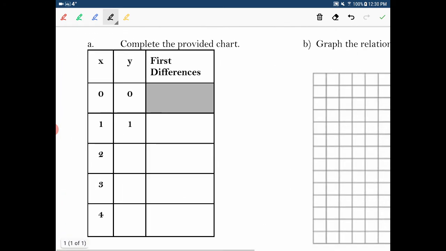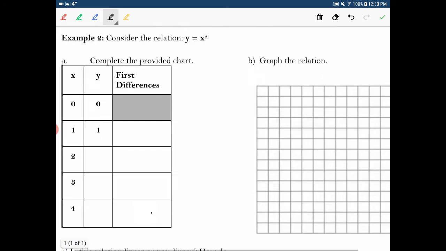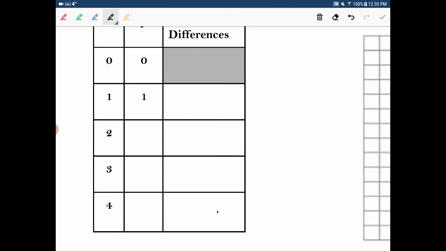So we're going to try another one here. We're going to do y is equal to x squared. So to start with, we have 0 squared is 0, 1 squared is 1, 2 times 2 is equal to 4, 3 times 3 is equal to 9, and 4 times 4 is equal to 16. We're going to do the exact same thing. 1 minus 0 gives us 1. 4 minus 1 gives us 3.